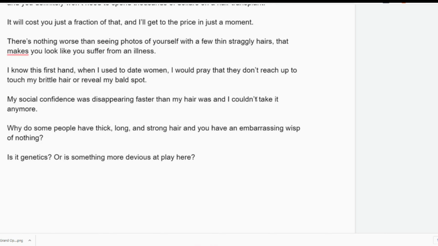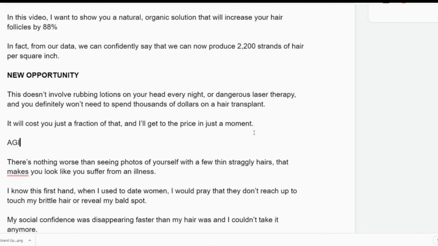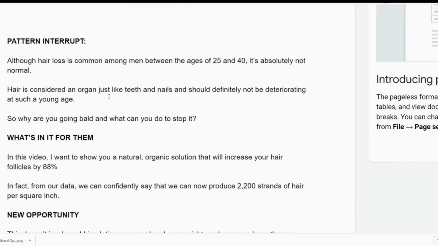So what I'm going to do now is go into agitating the pain. Here I can say there's nothing worse than seeing photos of yourself with thin straggly hairs that make you look like you suffer from an illness. That sounds pretty harsh. That was another thing that was in the VSL, so I just took it from that. Will this get approved? I don't know, but I'm only going off the VSL here.